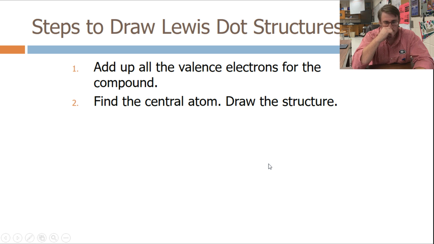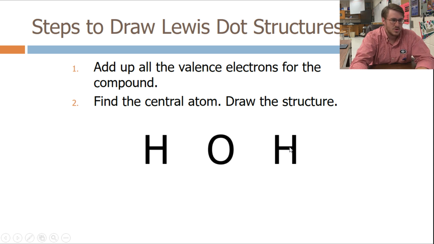Then you find the central atom. Typically, you draw the one with the fewest, like oxygen. There's only 1 of them in this compound, so we would draw it first. Or you draw the one with the most need. Anyway, we'll see as we practice. It comes naturally as to deciding which one's the central atom. In this case, H2O, the O is in the middle and the H's go out to the side.